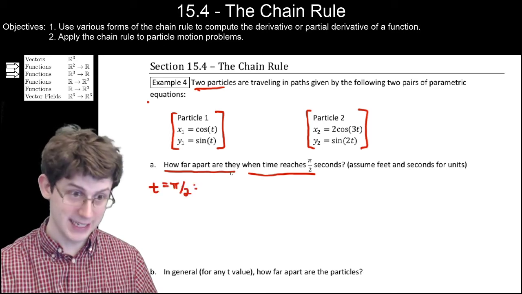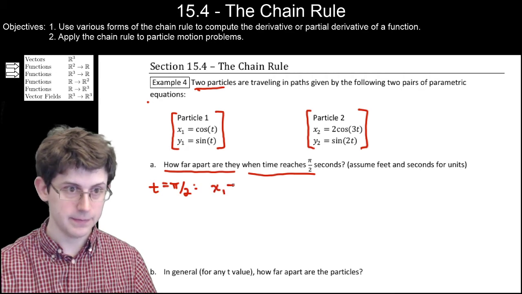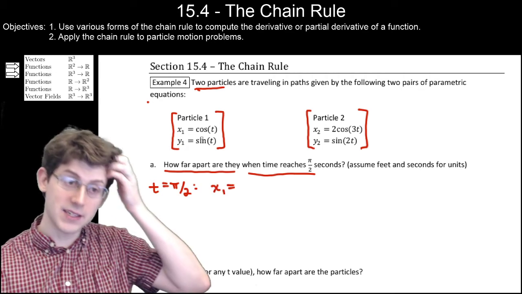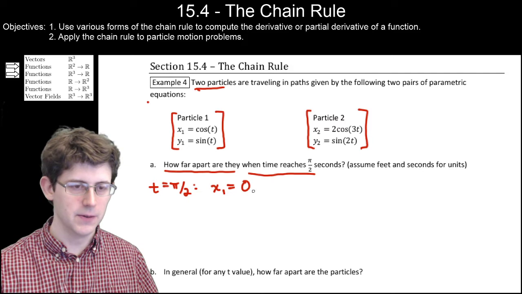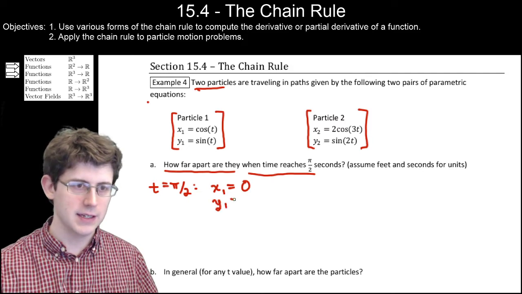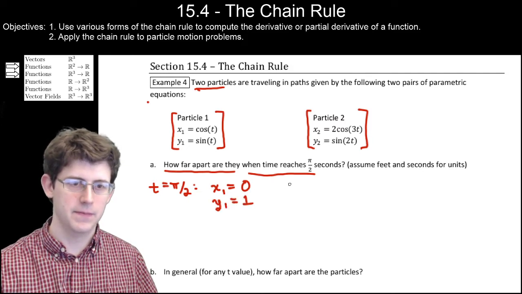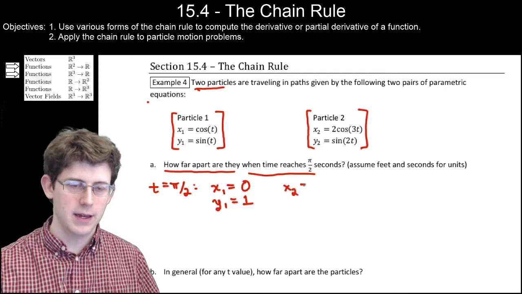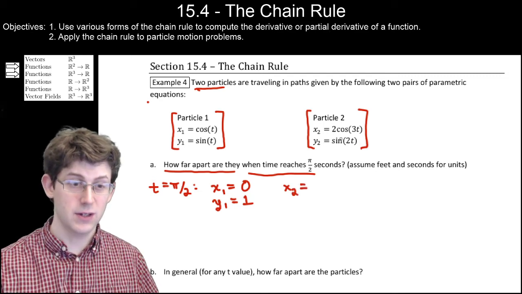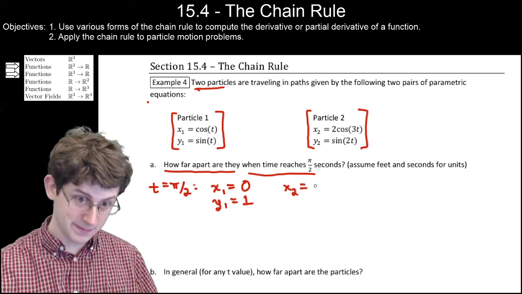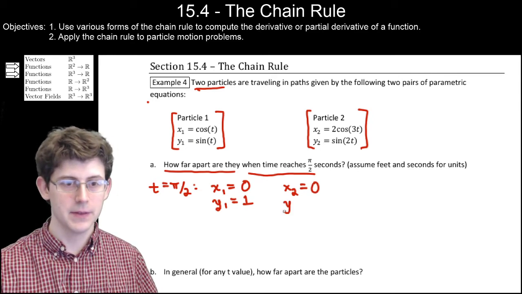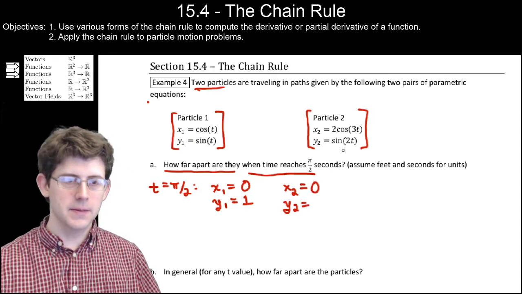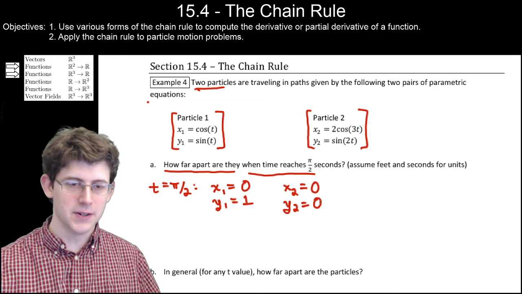Okay, well, when t equals pi over 2, x1 is cosine of pi over 2, that's 0. And y1 is sine of pi over 2, which is 1. x2 is 2 cosine of 3 pi over 2, that's 0. And y2 is sine of pi, which is 0.